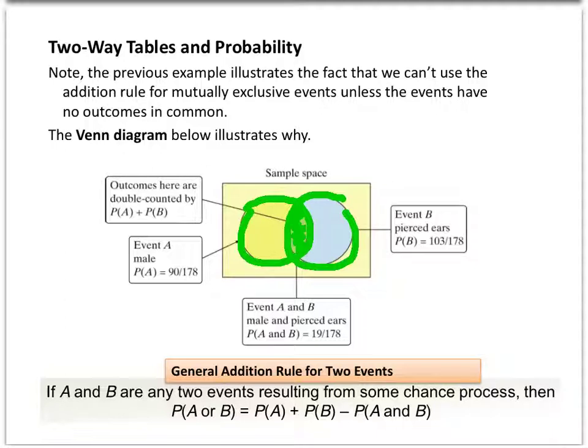So if A and B are any two events from some chance process and there's overlap, then the probability of A or B would be the probability of A plus the probability of B minus the intersection, the probability of A and B. So remember, you just have to subtract the intersection, just like we did in the previous problem.